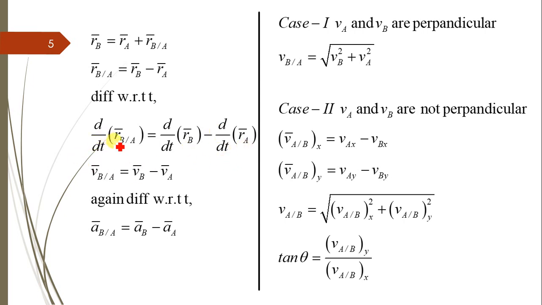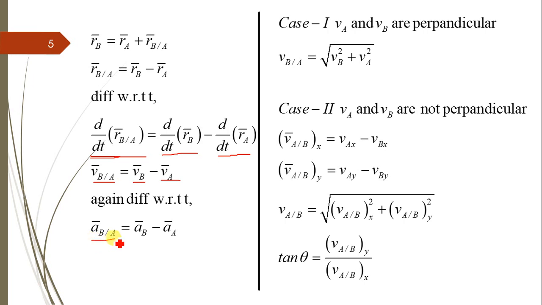Therefore whenever we are differentiating the position vector with respect to time, it is nothing but the velocity. Rate of change of position or displacement with respect to time is defined as velocity. So this will represent the velocity vector of b to a. The second will represent the velocity vector of b, and the third will represent the velocity vector of a. Now again if I differentiate it with respect to t, we know that the velocity vector differentiated with respect to t will be the acceleration.